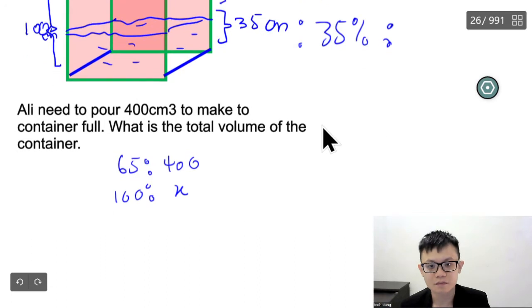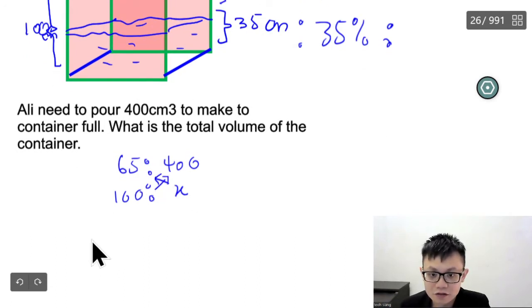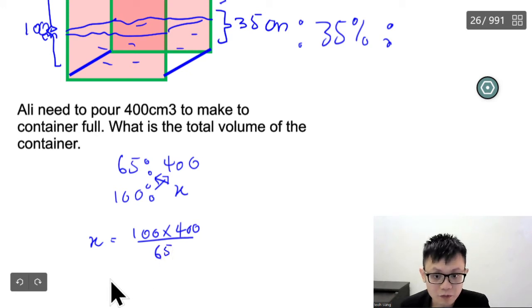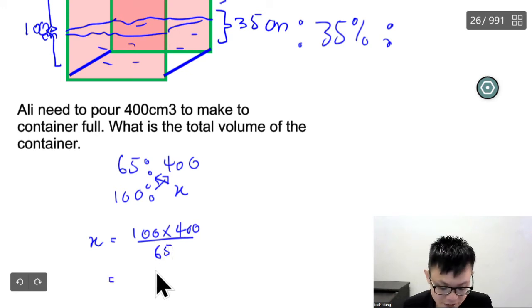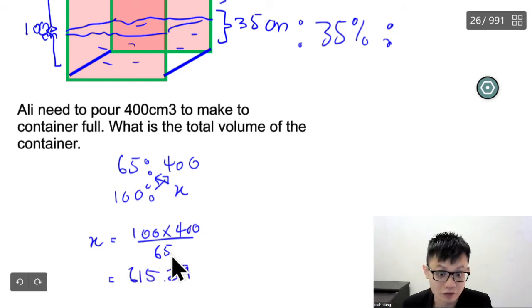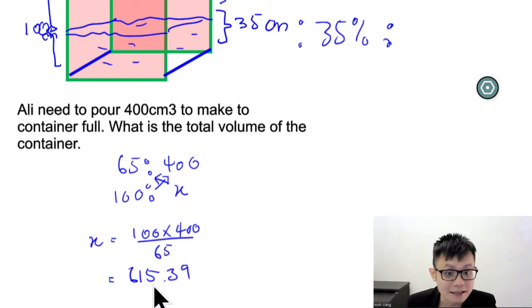So, this one times up, this one times up. So x equals 100 times 400 divided by 65. You press the calculator, you will get something like 615.39, okay? The reason I ask you to use a calculator is because I created this question and there are a lot of decimal points in this question.